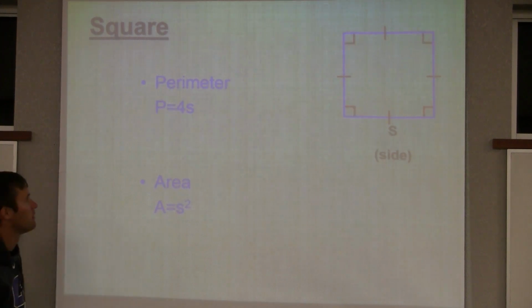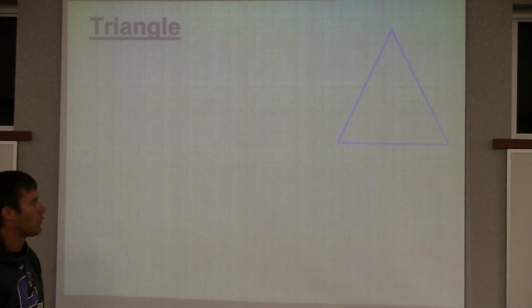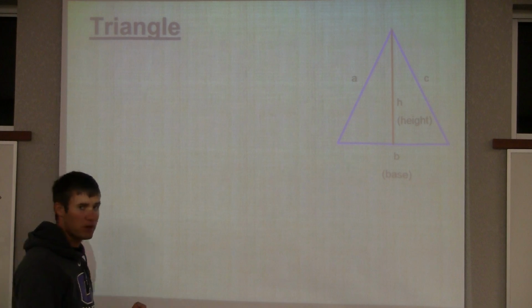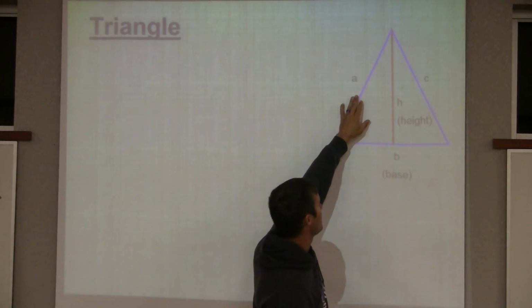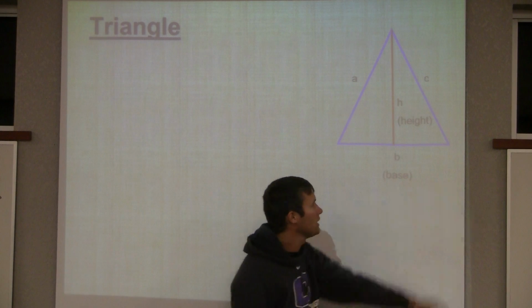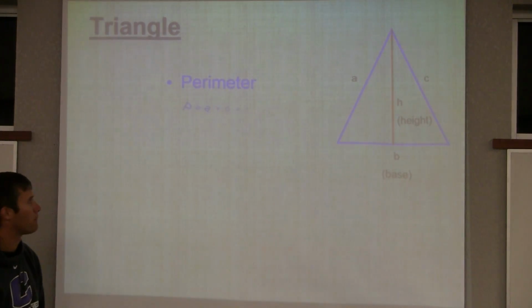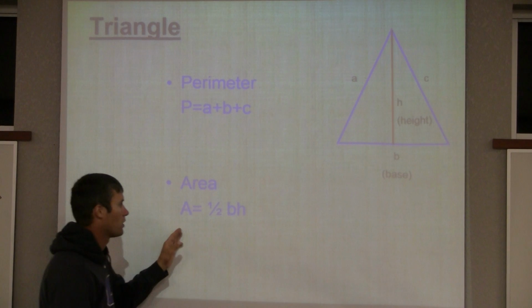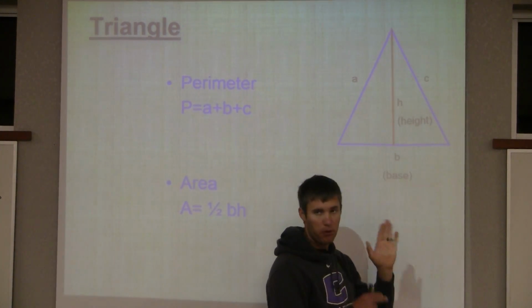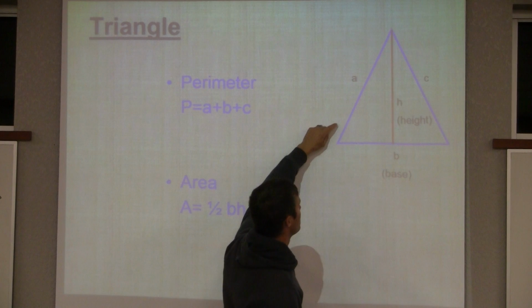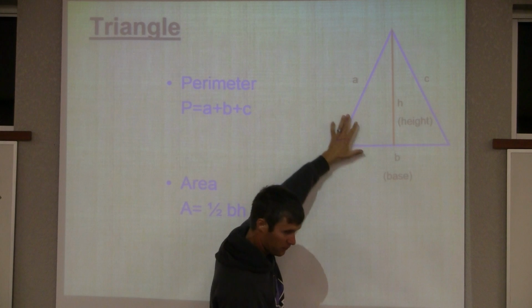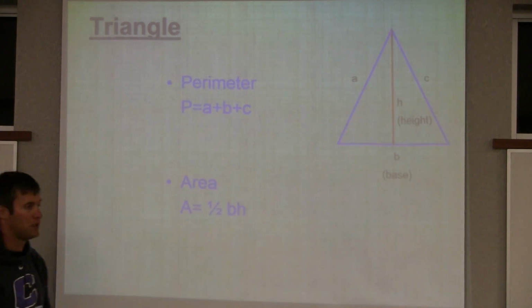And then lastly, for a triangle, to find the perimeter, we add up all the sides. So A plus B plus C. And then to find the area would be 1/2 the base times the height. Base and height are perpendicular, which means they meet at 90 degrees. So we wouldn't use side A and B, because this is not a 90-degree angle. It needs to give us 90 degrees.